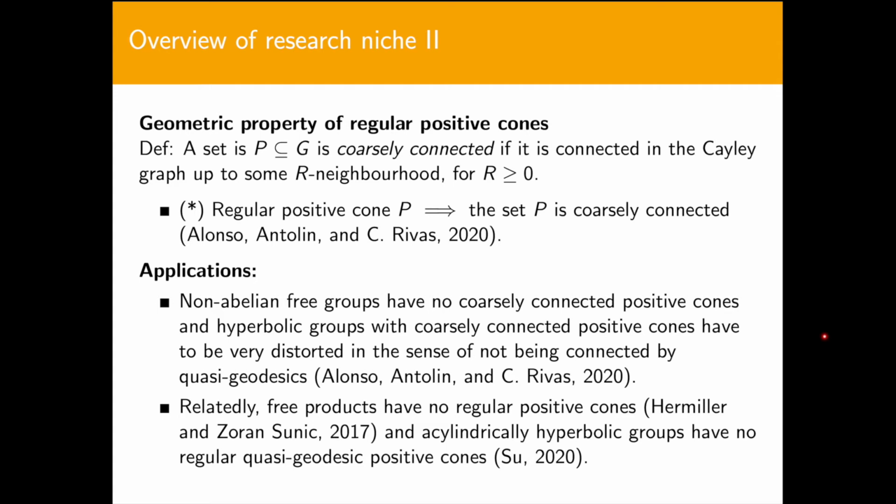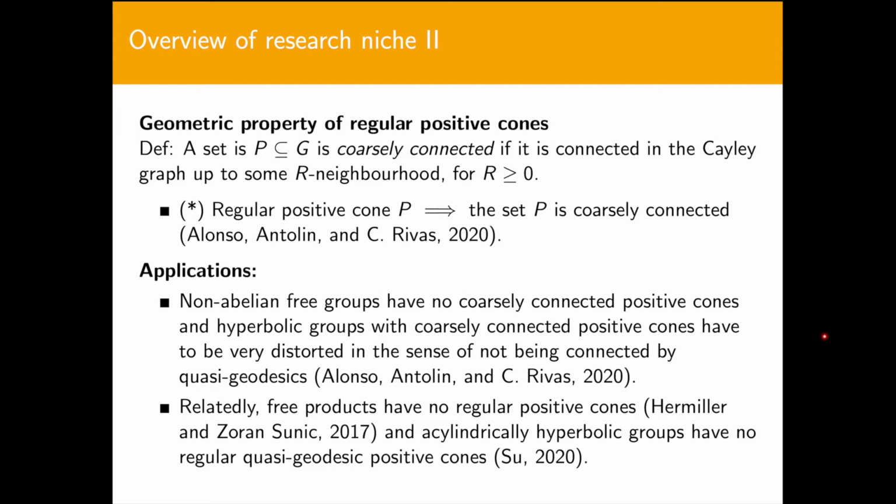So, definition: a set P in G is coarsely connected if it's connected in a Cayley graph up to some R-neighborhood, for some R greater or equal to 0. So here's a result. If you have a regular positive cone P, then the set P is coarsely connected. This is a result of Alonso and Cristóbal Rivas. And as an application, non-abelian free groups have no coarsely connected positive cones.